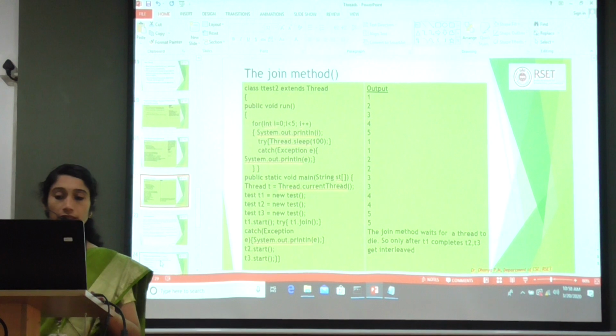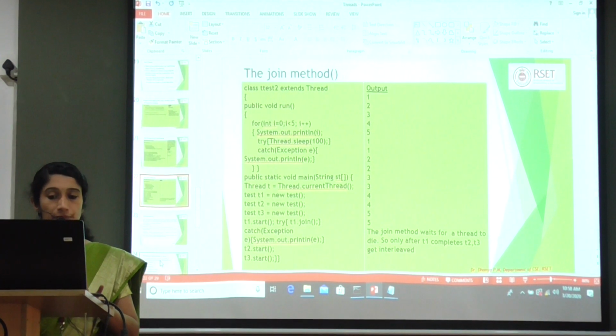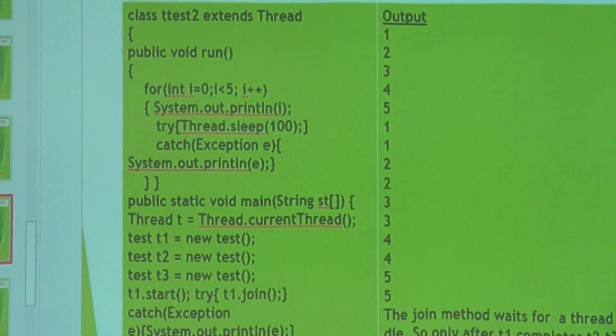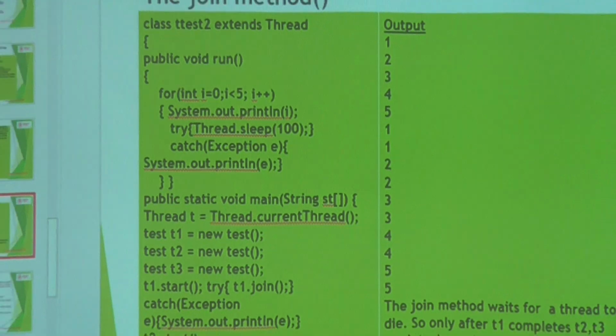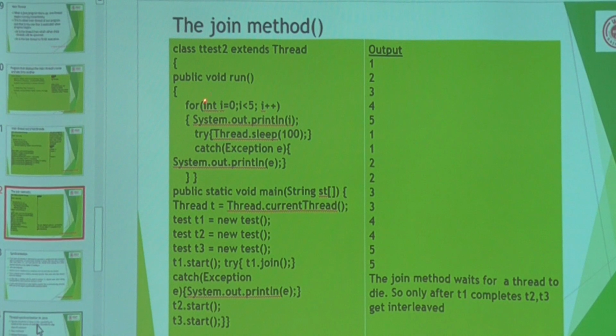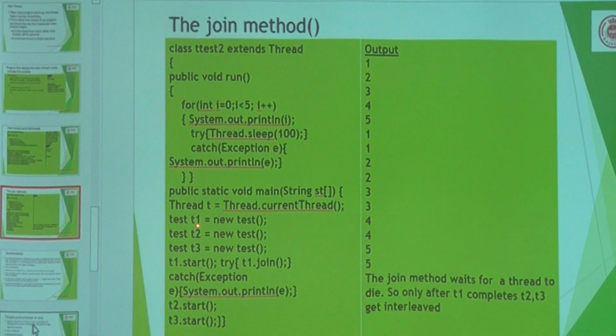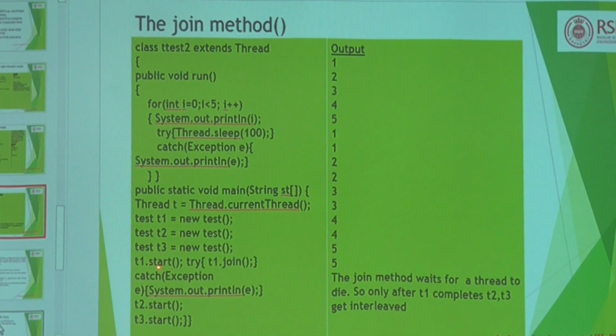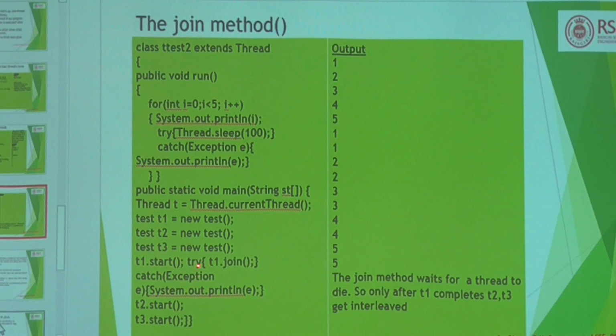Now here is the join method. The purpose of the join method is, when it is called, it waits for a thread to die. Suppose I call t1.join. It's the same previous program where you have the three child threads t1, t2 and t3, and I am calling and starting thread 1 with t1.start. Then I am calling t1.join, which is put within a try-catch statement. When I call t1.join, it will wait for t1 to complete.